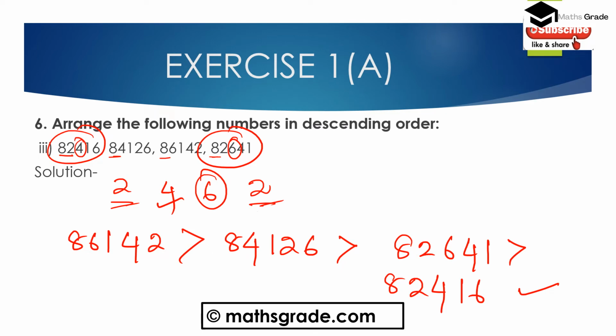So the numbers arranged in descending order, that is in decreasing order, are 86,142, then 84,126, then 82,641, then 82,416. These are the numbers arranged in descending order.